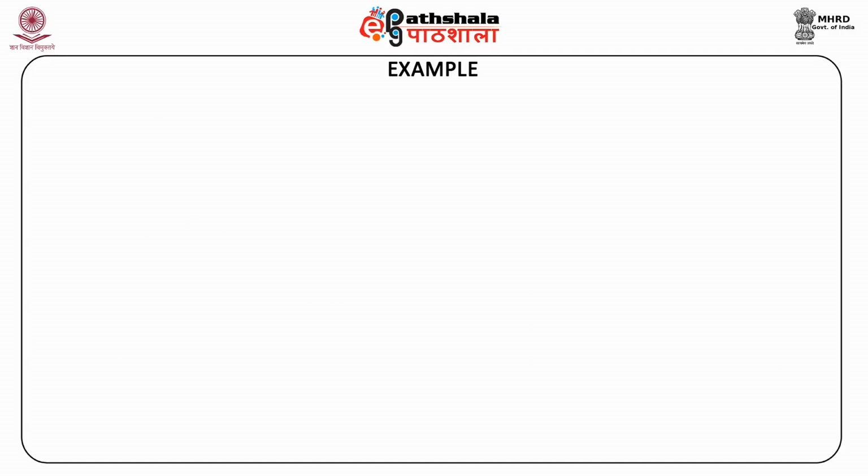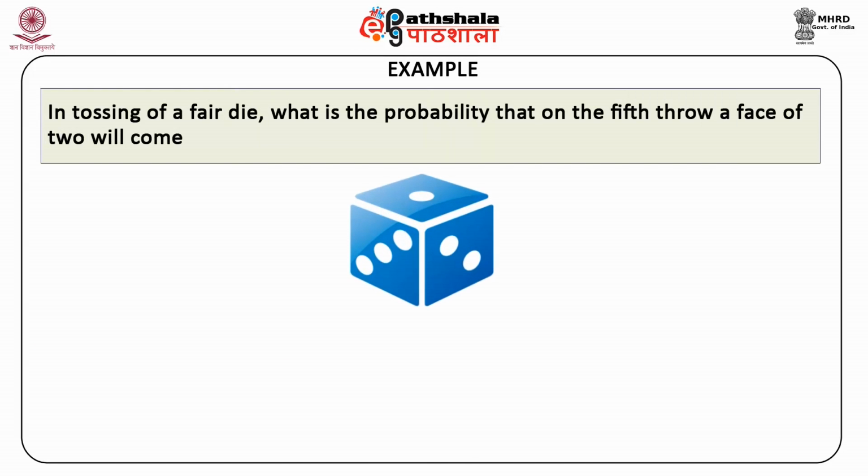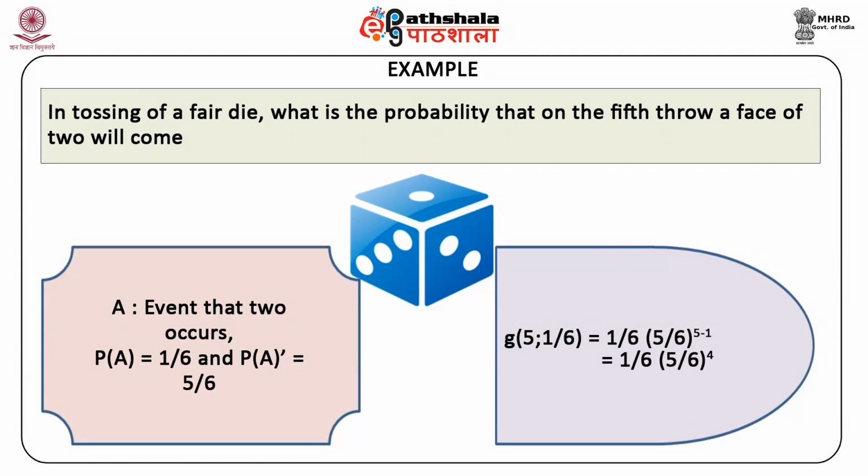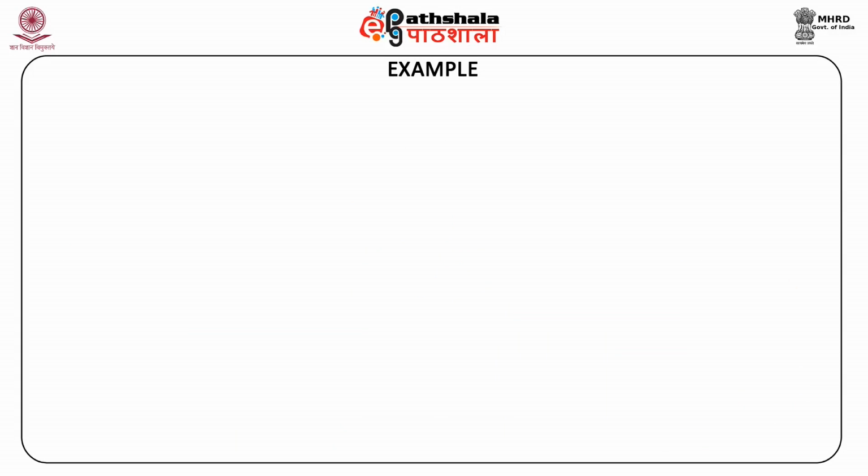Let us understand it with the help of an example. In tossing of a fair die, what is the probability that on the fifth throw a face of 2 will come? Let A be the event that 2 occurs. Then probability of A is equal to 1 by 6 and probability of A complement is equal to 5 by 6. By applying 6.6, we get G of 5, 1 by 6 is equal to 1 by 6 into (5 by 6) to the power 5 minus 1, which is further equal to 1 by 6 into (5 by 6) to the power 4.